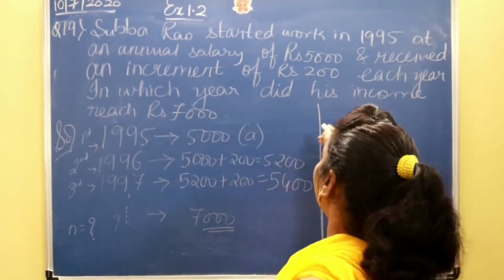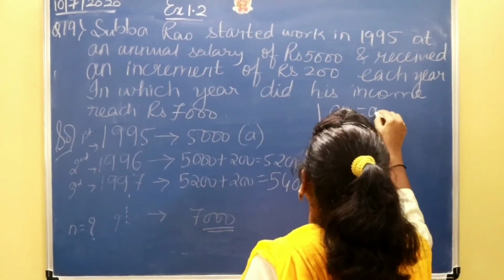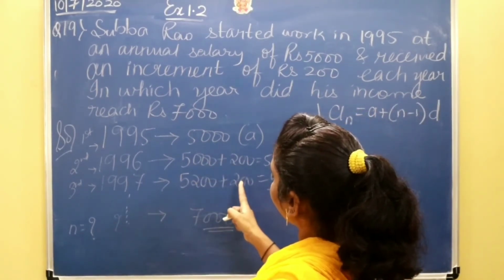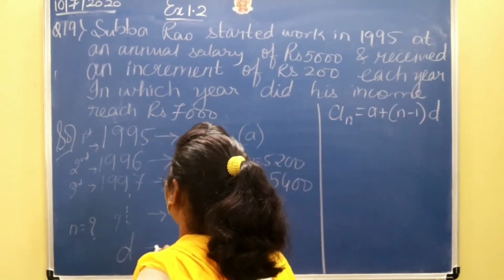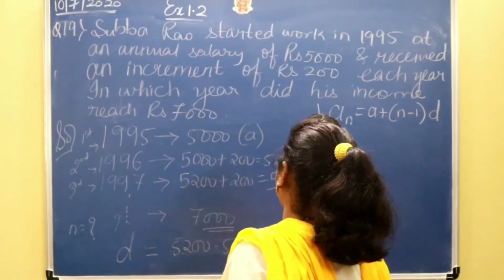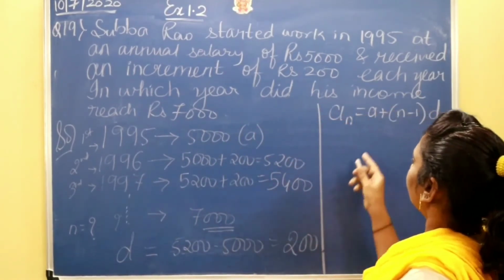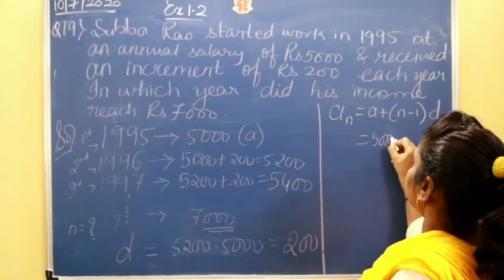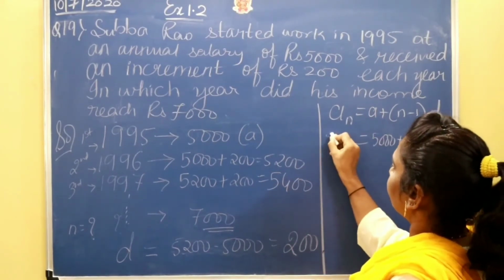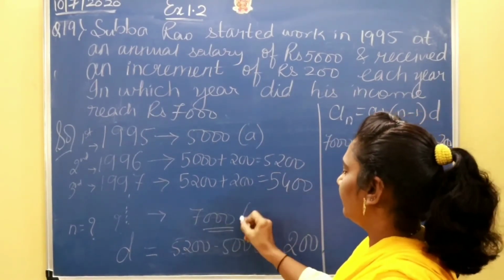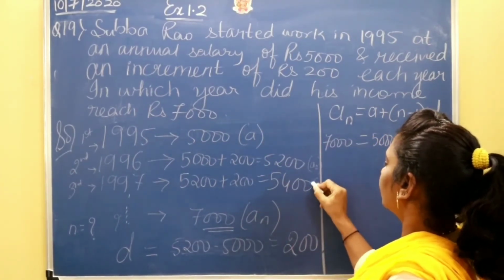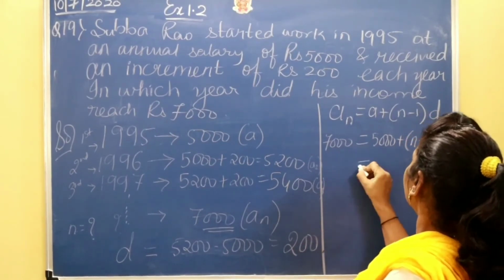Now come to the formula. AN is equal to A plus N minus 1 into D. So what is our D? You can see everywhere there is a 200 increment. So D will be A2 minus A1. D will be 200. So A is 5,000 plus N minus 1 into 200. AN is 7,000. So this will be our AN. This will be A1, this will be A2, this will be A3.